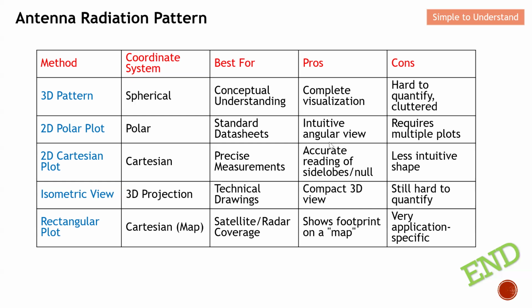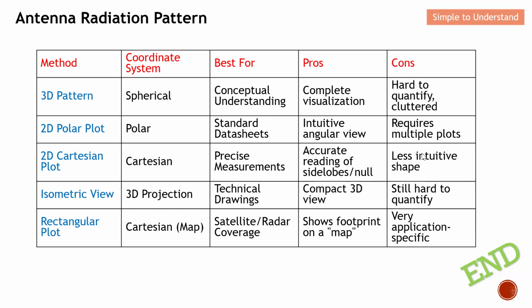And also, we can have a very accurate reading. Even the side lobes, which are actually very small, we are able to look at all this information. However, it is less intuitive in terms of the shape. Basically, you will not be able to know, for example, which angle is actually covered. For example, for this case here, you won't have this idea here.